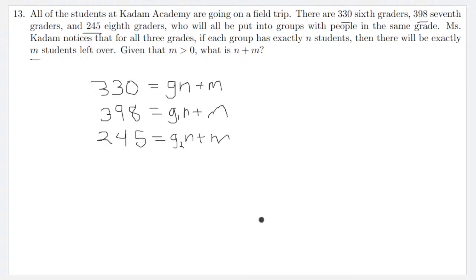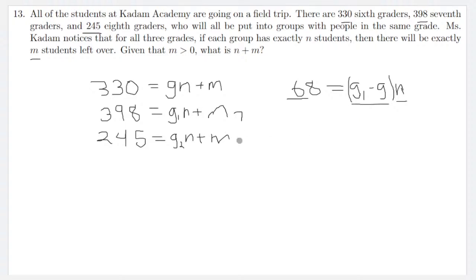And so we know that we can cancel this out by subtracting. So let's say 398 minus 330. So second equation minus first equation gives us 68 equals G1 minus G times n. Okay, so now we actually have something here. So we know 68 must be divisible by G1 minus G, and it must also be divisible by n. Okay, so that's a useful fact to know.